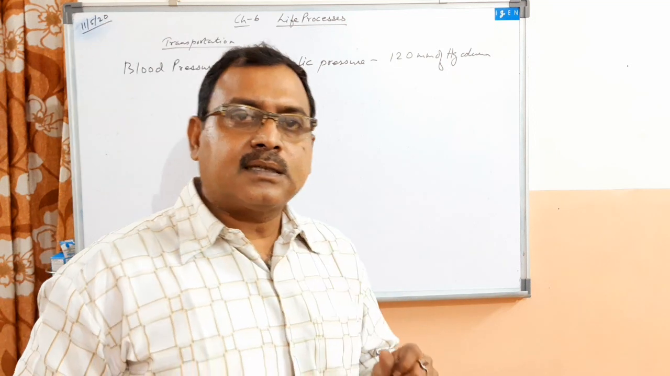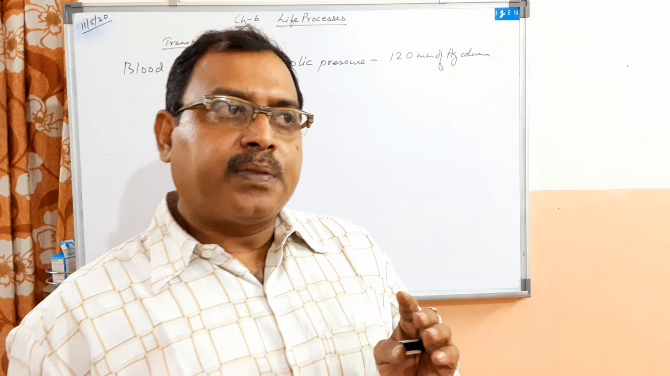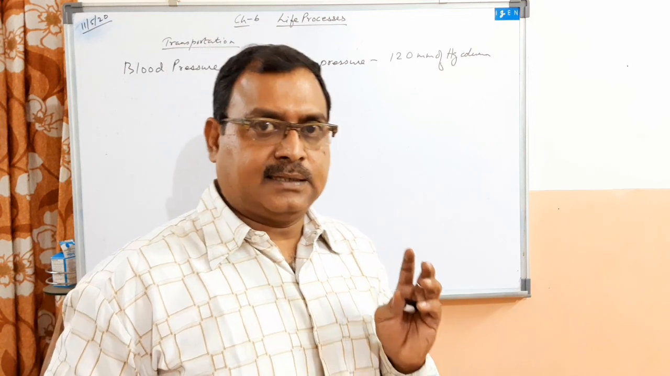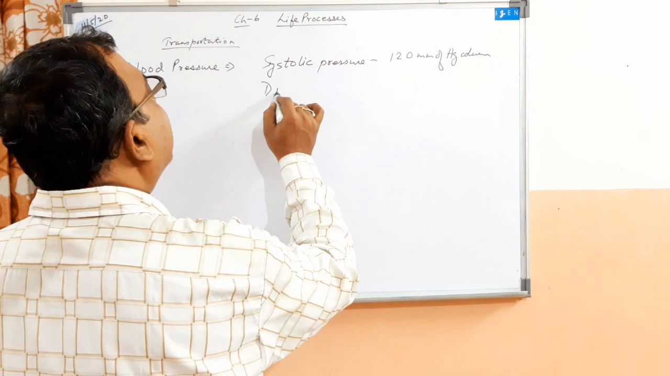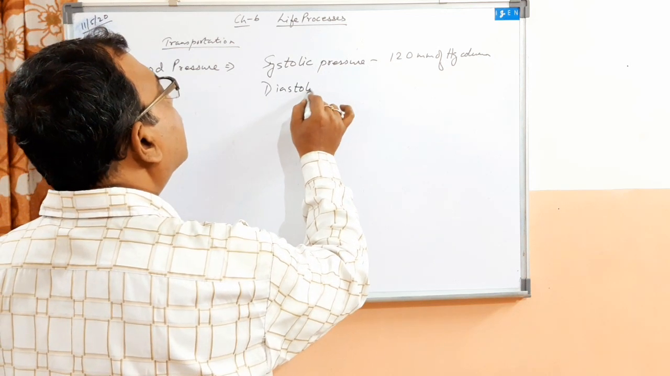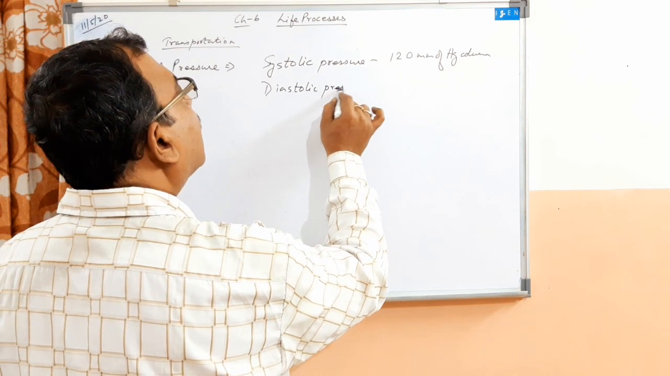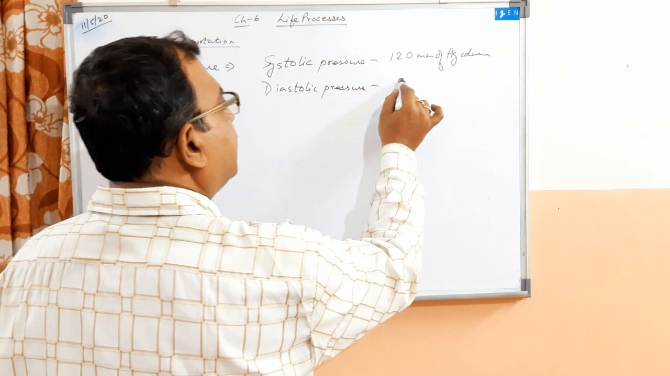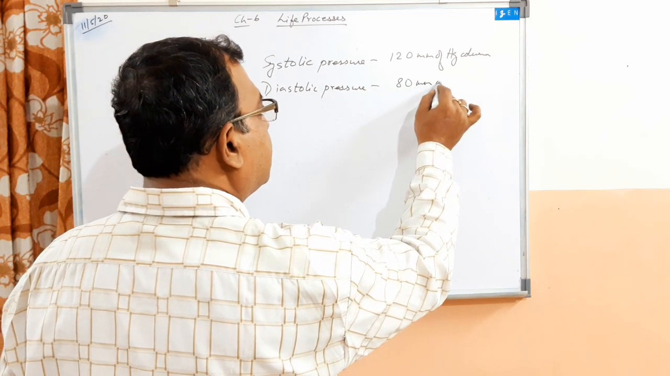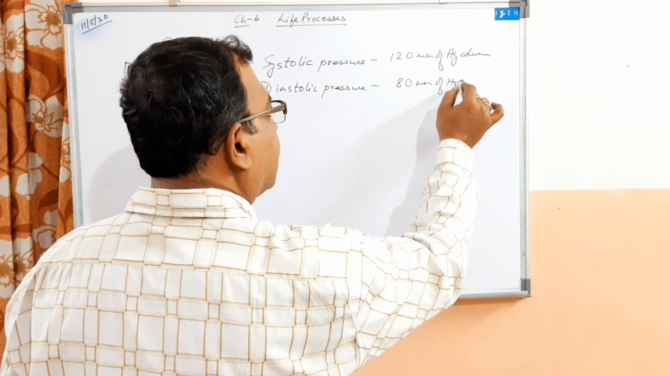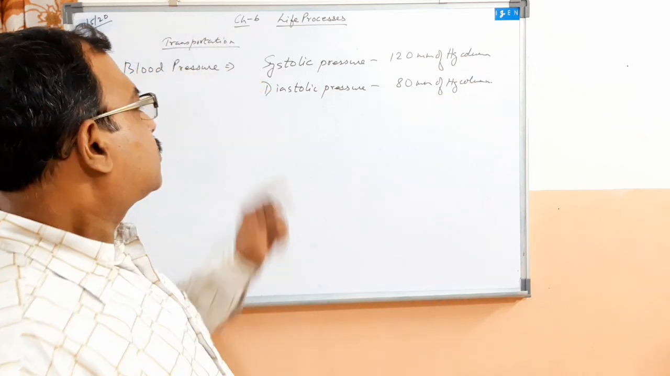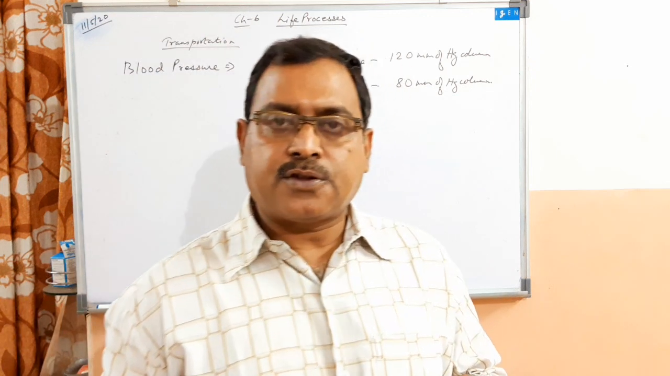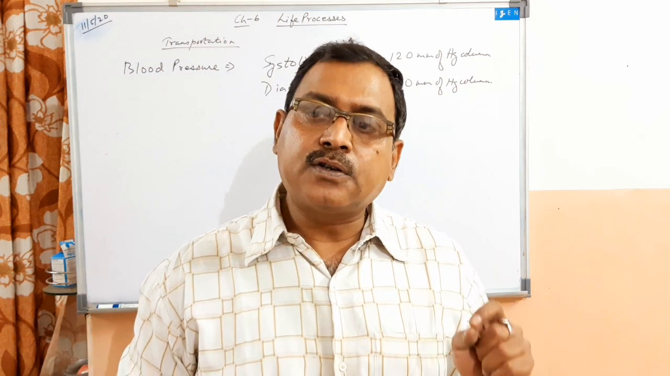And next, when the ventricles relax, that is called diastolic pressure. Its value is 80 millimeter of mercury column. So systolic pressure and diastolic pressure, these two are the components of blood pressure.